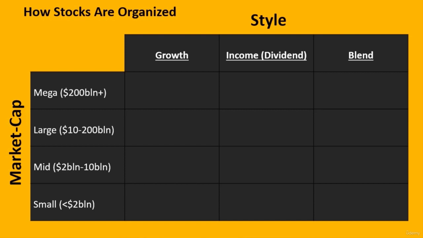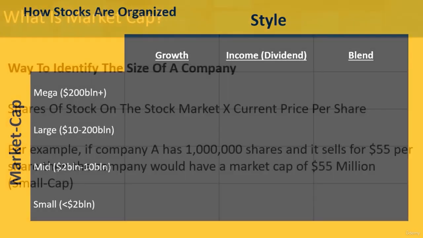All right, so let's first start off and try to define this a little bit. Exactly what do we mean by these two ways of organizing stocks, in a little more detail? If we look at market cap, basically market cap is just a simple way to identify the size of a company. Is it a big company? Is it a small company? Or is it maybe in the middle?